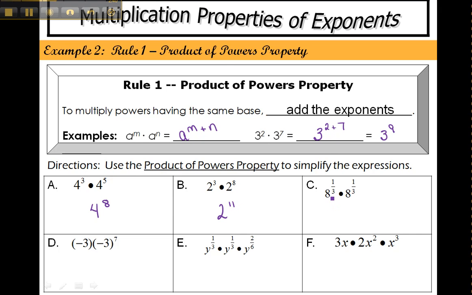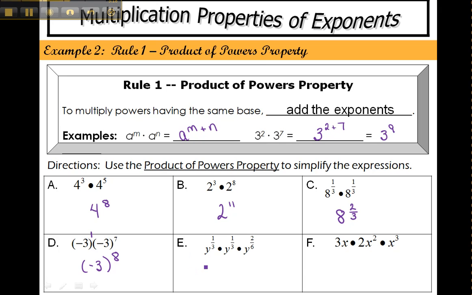Letter C, 8 to the 1/3 times 8 to the 1/3. Remember, when you add fractions, you just add their numerators when the denominator is the same, so we get 8 to the 2/3. On letter D, we have the same base of -3. There's not an exponent shown on this first -3, when an exponent is not shown, it's automatically a 1. So adding 1 to 7, we're going to get -3 to the 8th power.